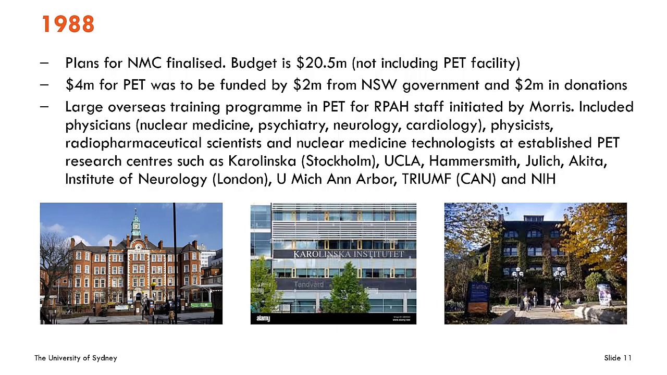Morris developed a very large overseas training program in PET, as no one in the country had any experience in the use of PET at this stage. This included physicians in nuclear medicine, psychiatry, neurology, cardiology, and so on. It included physicists such as myself, radiopharmaceutical scientists, and nuclear medicine technologists. And we were all dispatched to the Four Corners to learn at places such as the Karolinska, UCLA in Los Angeles, Hammersmith where I went, Jülich in Germany, Akita in Japan, the Institute of Neurology, University of Michigan, Ann Arbor, the TRIUMF facility in British Columbia, Vancouver, and the National Institutes of Health, and you can see a few of those there.